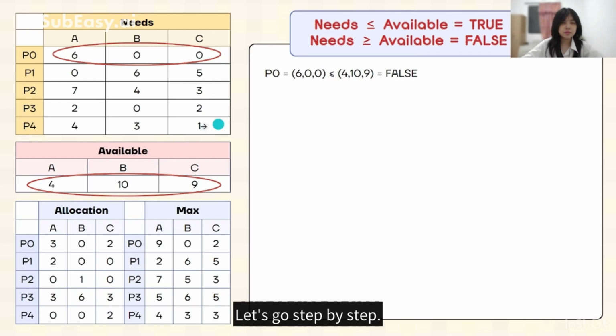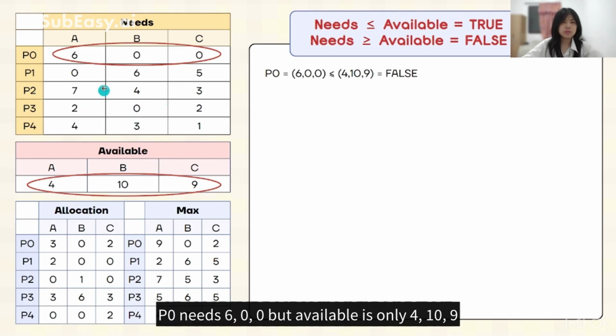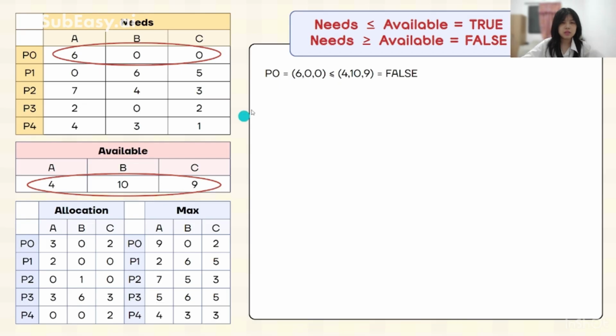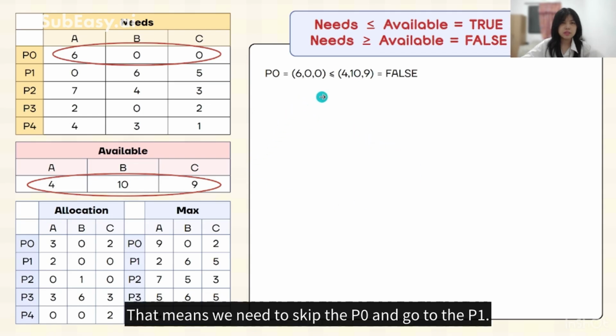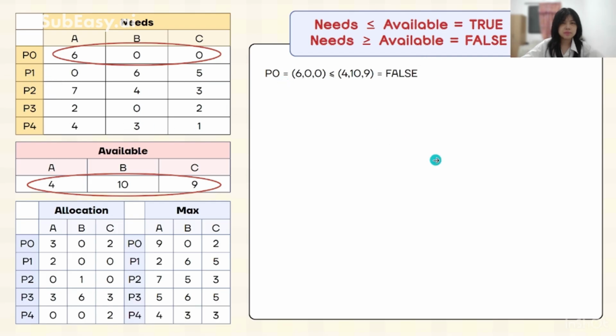Let's go step by step. P0 needs 6, 0, 0, but available is 4, 10, 9. 6 is not smaller than 4. This is false and P0 cannot run now. That means we need to skip P0 and go to P1.